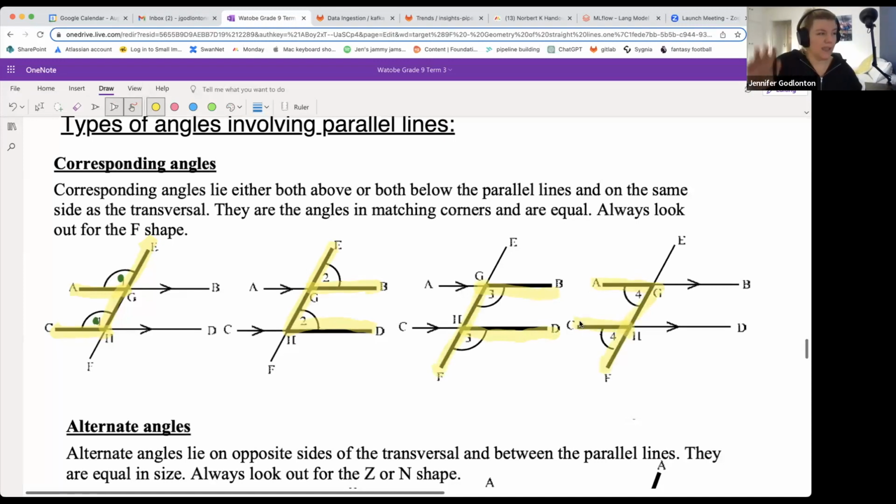So if we can find this F shape with our parallel lines, we know that we are looking at corresponding angles. Corresponding angles are always the same as each other. So for example, if this angle over here was 60 degrees, this angle in here would be 60 degrees. If this angle was 120, this angle would be 120. So they're always the same as each other. That's our first rule.